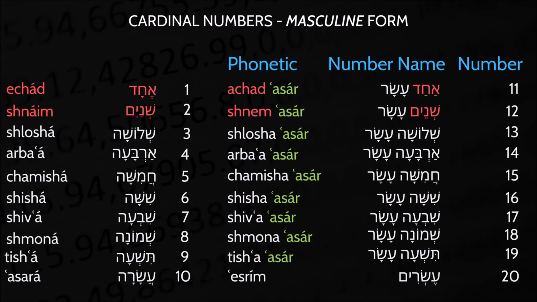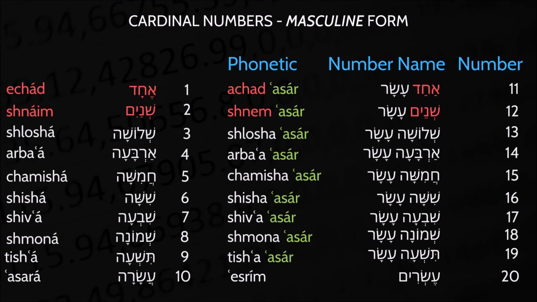The separate masculine form of the number 1 is echad, and in the construct state, it is achad. Same goes for the numbers 2 and 12. The separate masculine form of the number 2 is shnaim, and in the construct state it is shnem. Take a moment to look at those numbers and spot the differences in pronunciation and nikud. As I mentioned, the rest of the numbers above 12 have no construct form, meaning they are the same as in separate masculine form.